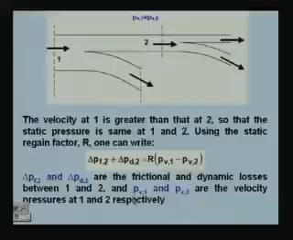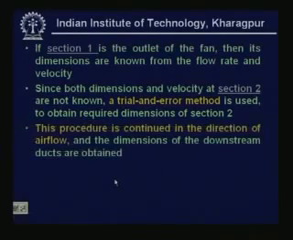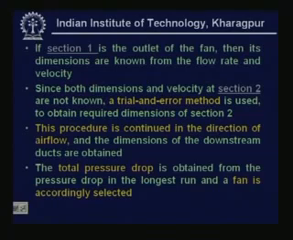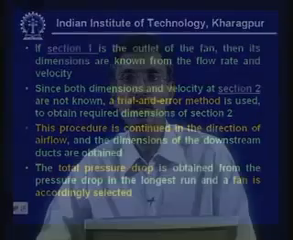So, this is the procedure for the static regain method, and this procedure is continued in the direction of airflow, and the dimensions of the downstream ducts are obtained. All the downstream ducts are obtained by following the same method, keeping the static pressure constant before each branch or terminal. So, this is the principle, and then the total pressure drop is obtained from the pressure drop in the longest run, and a fan is accordingly selected. Thus, this step is same for all the methods. The fan has got to be selected finally to suit the pressure loss in the longest duct run, that means the duct run with the highest pressure loss.